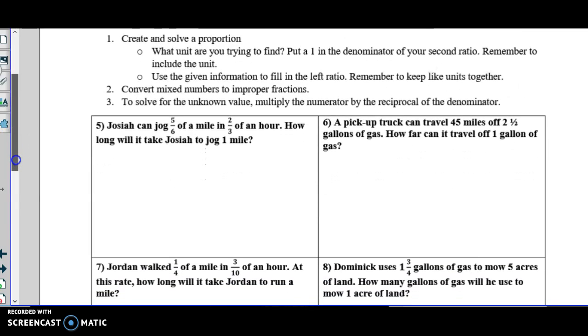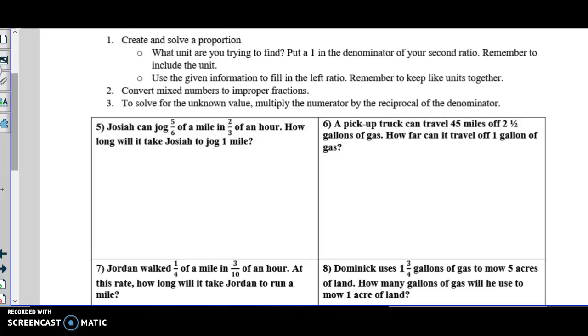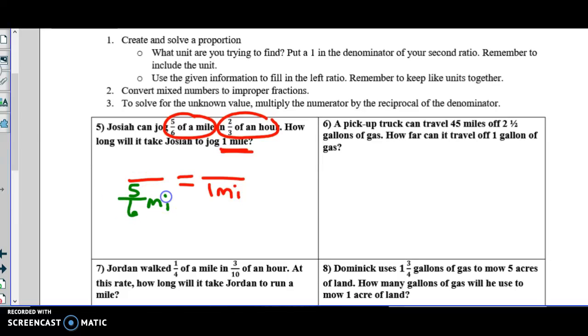So it says Josiah can jog 5/6 of a mile in 2/3 of an hour. How long will it take Josiah to jog 1 mile? So 1 mile, 2/3 of an hour, 5/6 of a mile. So let's put 1 mile in the denominator of our second ratio. Then, to fill in our other ratio, the left ratio, we need to use our given information. Because I have miles in the denominator, I need to keep miles in the denominator. So 5/6 of a mile, 2/3 of an hour. And then, of course, this is x because we don't know it.